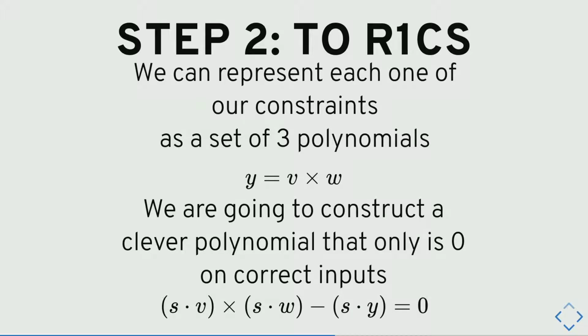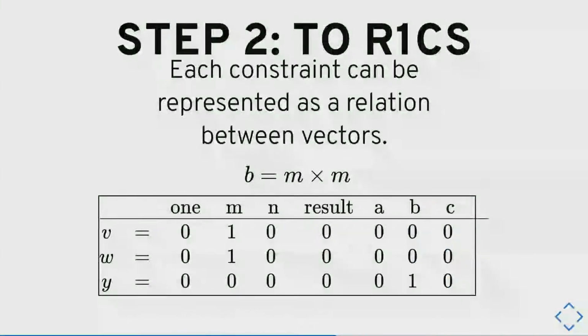And then if it satisfies this, then we know that, where S is a witness, or like a proof that we have run the constraint correctly. And if that equals 0, then we know that someone has. So just to compile it, our expression b equals m times m.